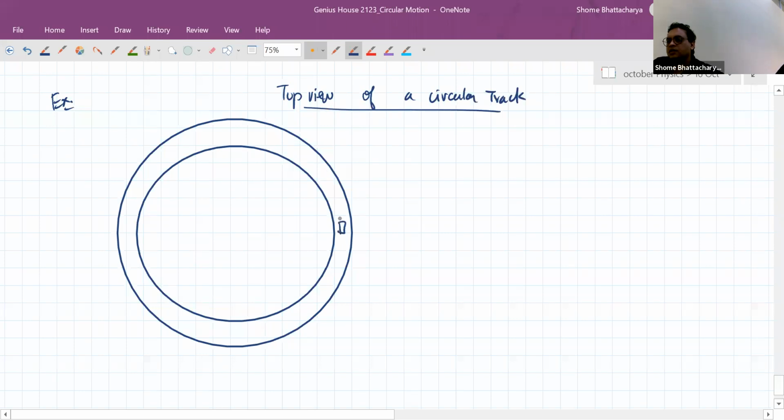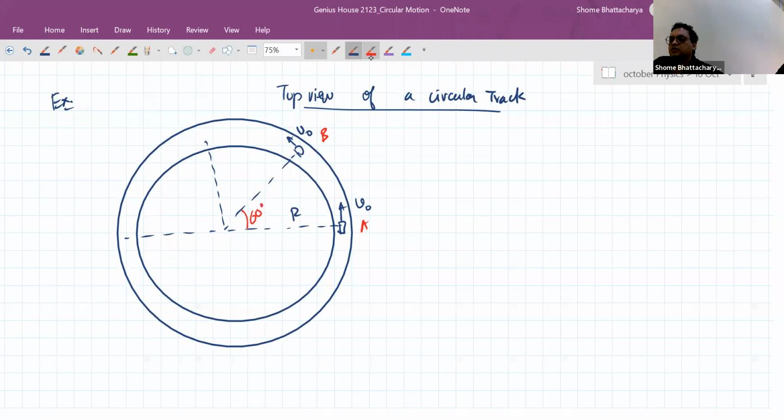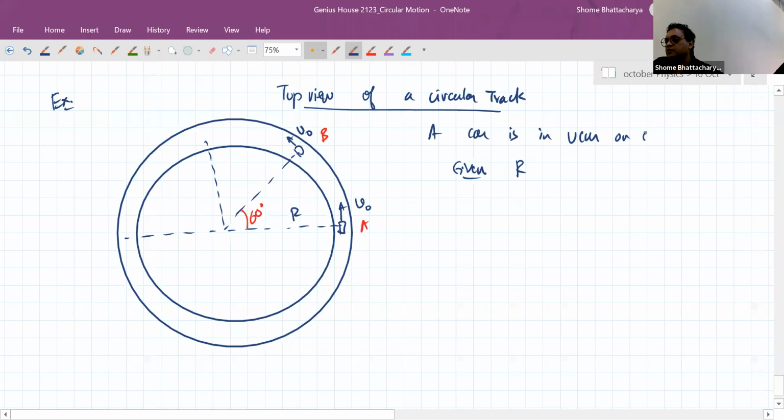Okay. Now a car has already achieved the speed it wants. So it's moving in the circular track of radius r at a constant speed v0. So if this is the position A and this is the position B, and this angle is 60 degrees. So given the radius of the circular track, a car is in uniform circular motion on the circular track. Okay, so gravity in this diagram is going into the plane. You're seeing the top view of this.